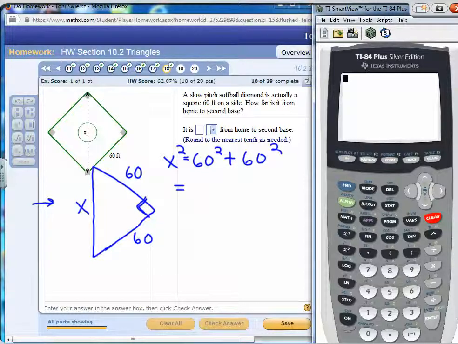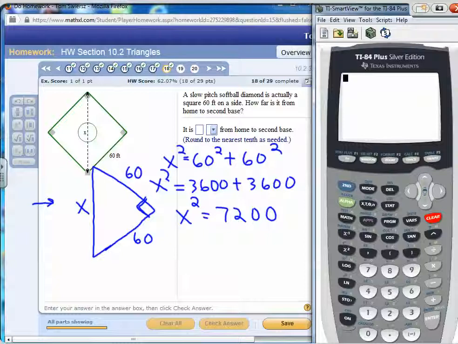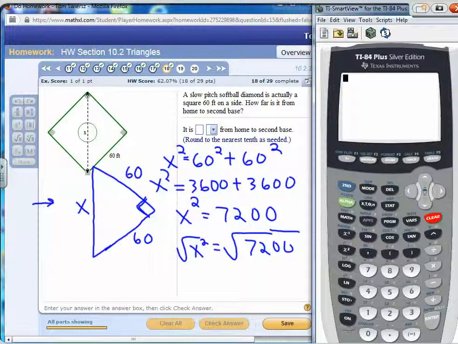Okay, so 60 squared is actually 3,600. Another 60 squared, 3,600. So x squared is equal to, add these up, 7,200. Take the square root of both sides and get x is equal to the square root of 7,200. Again, we use the Pythagorean theorem, right?